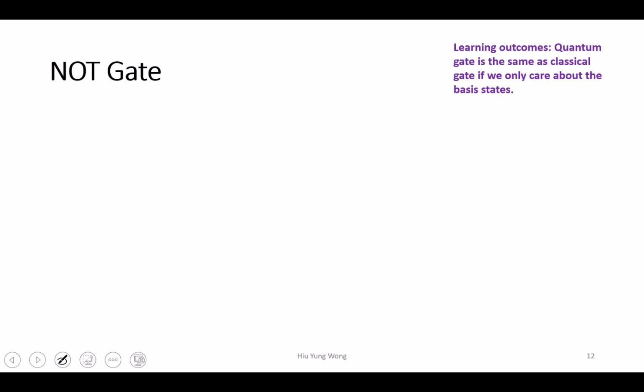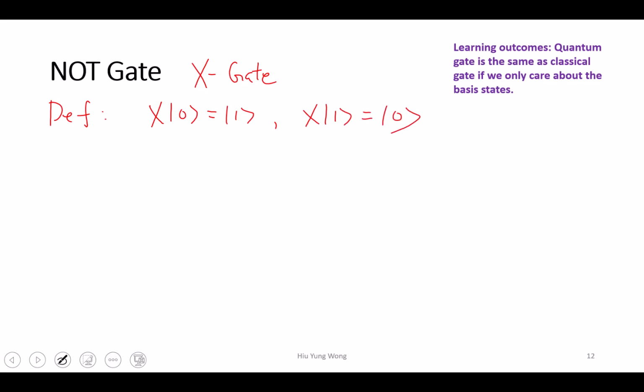Okay, so a NOT gate is also called X gate, sometimes, so you just pay attention to that. So this is the definition of the NOT gate: X on 0 equals 1, X on 1 equals 0. As I promised in the first lecture, quantum computer is the same as classical one if you don't allow it to do superposition. If you only work on the basis state, they are exactly the same. That's why you also have Toffoli gates in classical computers. And that is the definition of the X gate. You swap the bases. 0 becomes 1, 1 becomes 0.